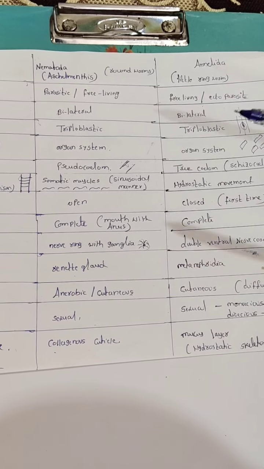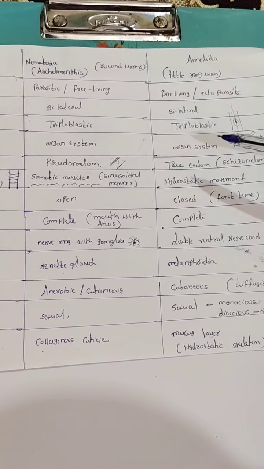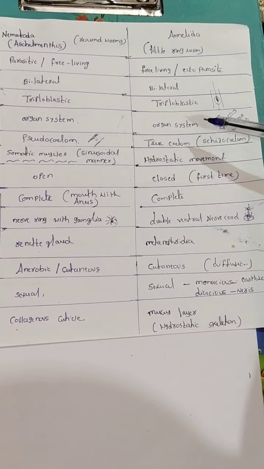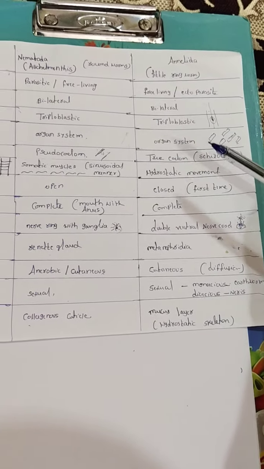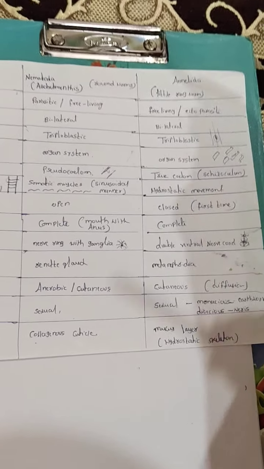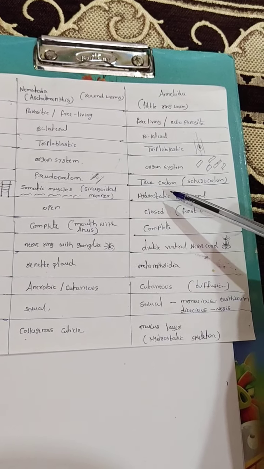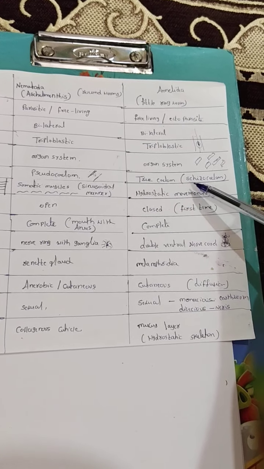Bilateral symmetry. Three layers, that is the triploblastic nature. The level of organization is the organ system level of organization. The first time, true coelom is seen in the annelids. True coelom is of two types: one is the schizocoelom, another one is the enterocoelom.